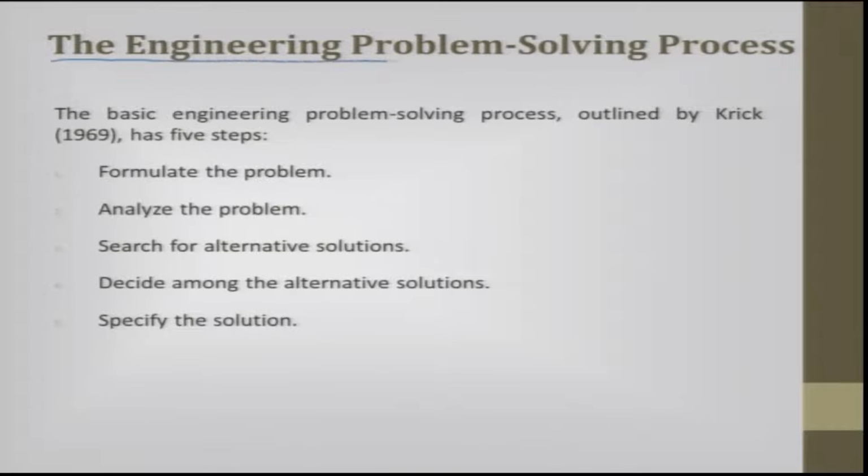So, the last topic in this lecture is going to be the engineering problem solving process. The basic engineering problem solving process outlined by Krick has 5 steps. First, you have to formulate a problem. Second, you have to analyze the problem. Third, you have to look for alternative solutions. Fourth, you have to look among the alternative solutions for the best solution and start working on it. Finally, you choose the best solution. Okay, so these are the specifications of the solution.